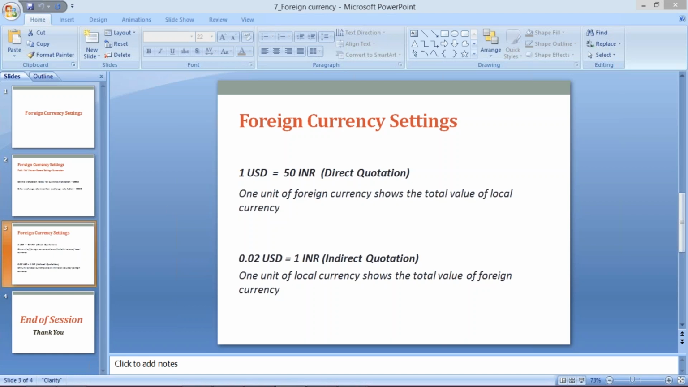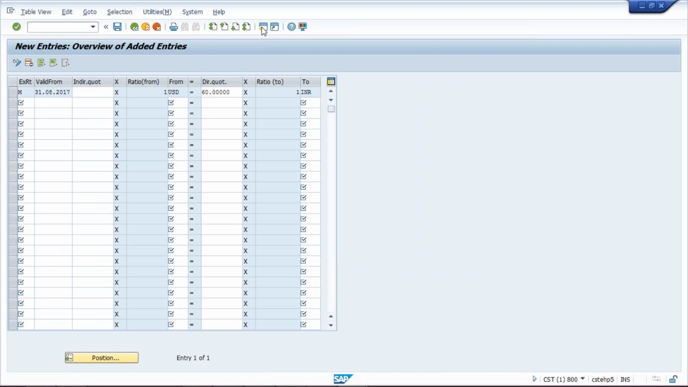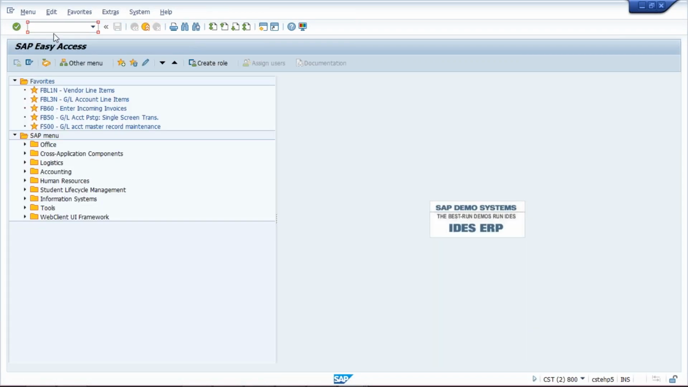Since the direct quotation method is very easy for us because our currency value is low compared to foreign currency, in the case of Indian currency people maintain the direct quotation method itself. Okay, so this is all about configuration. Now I will show you guys. Now I'll post a transaction and show how the system is going to convert it. I'll post a transaction using transaction code FB50.